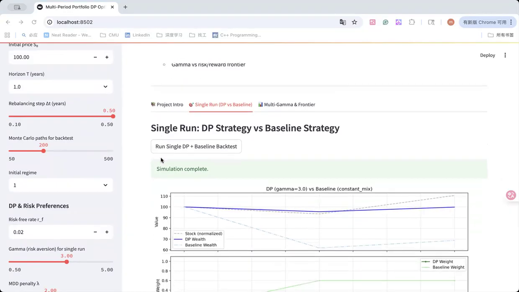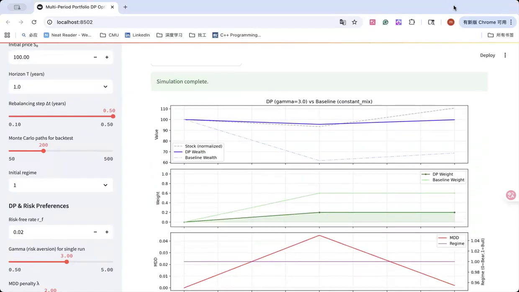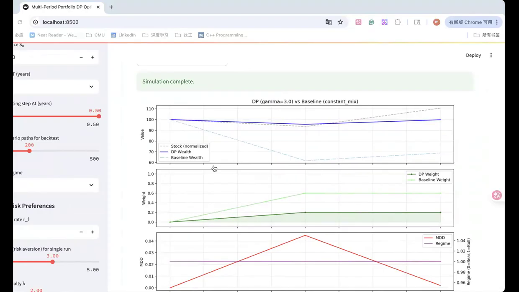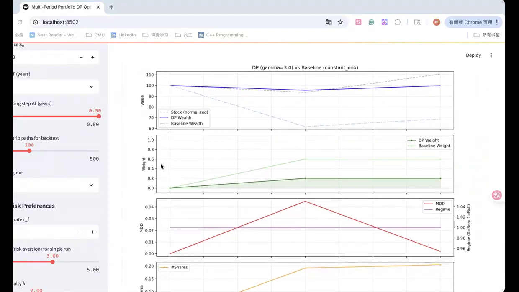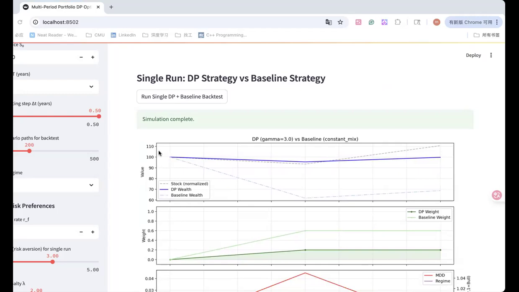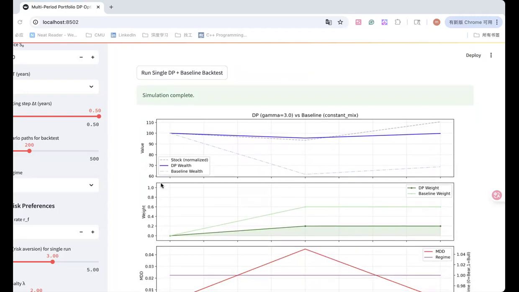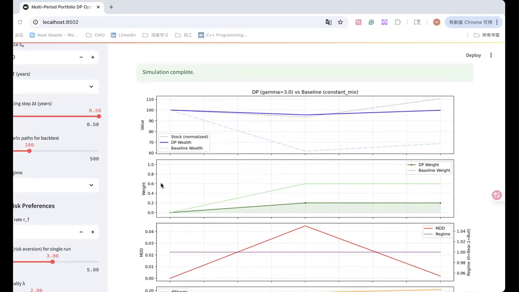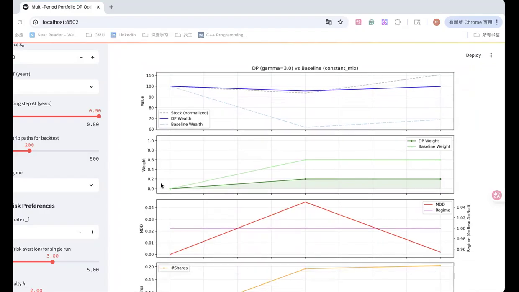When I run the model once, I keep gamma as 3 and a moderate MDD penalty. Then I click Run DP backtest. This will call my DP engine to solve a high-dimensional DP over wealth, allocation, MDD, and regime, and then use the backtester to simulate performance on price paths.